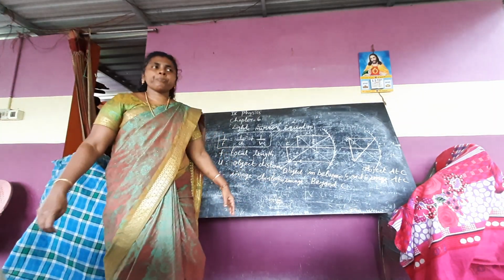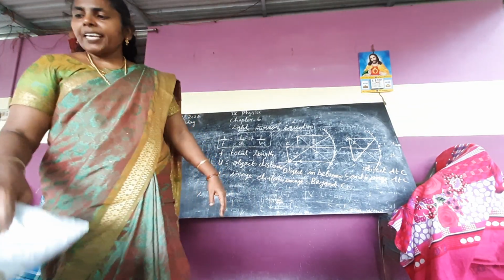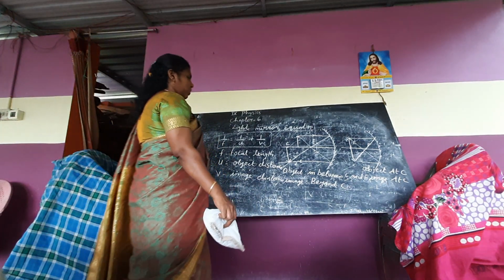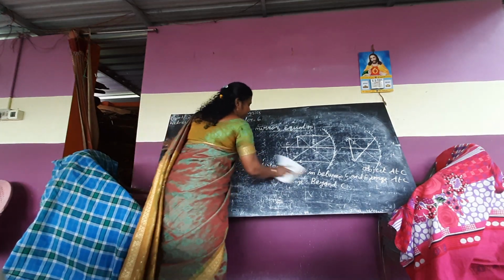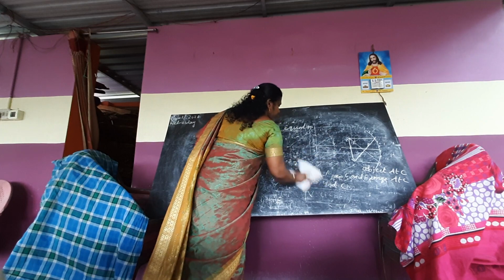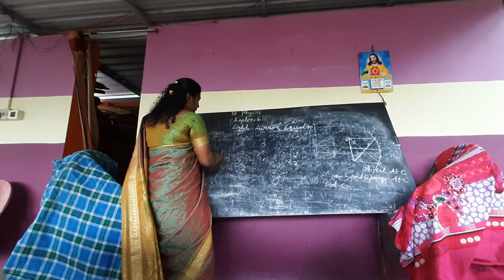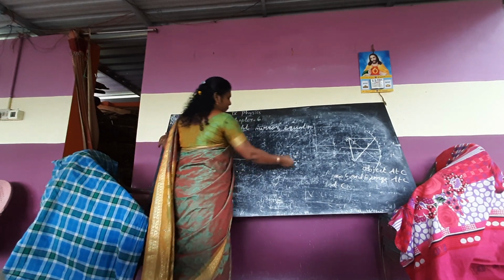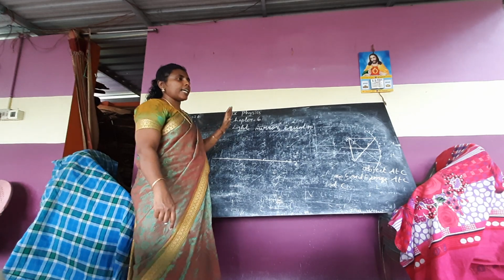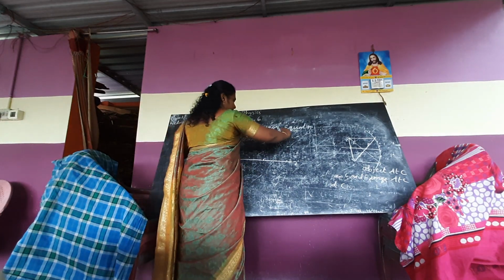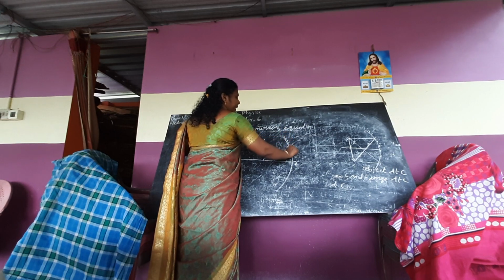Next one is the Cartesian sign convention. How to measure the distance? By using the sign convention. Let us learn. So here, what is this line called? The principal axis. All of you know this, no? This principal axis is taken as the x-axis, and this mirror is taken as the origin.